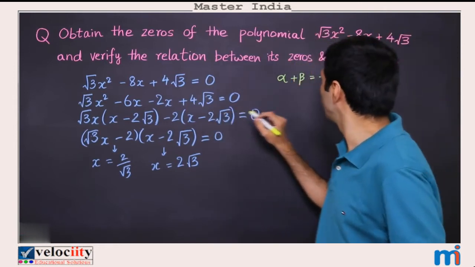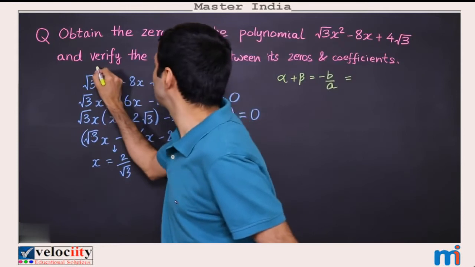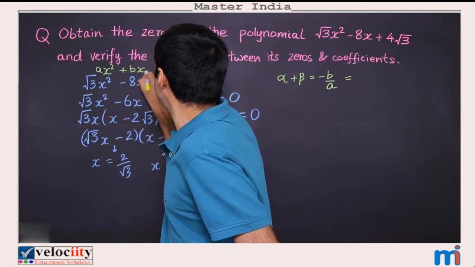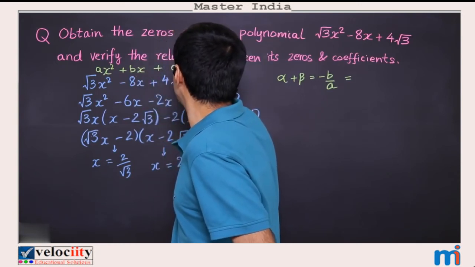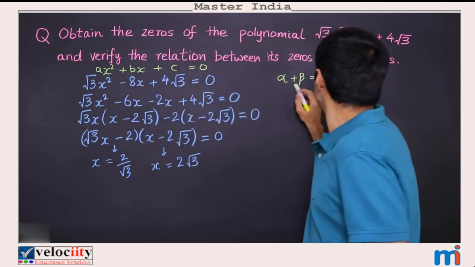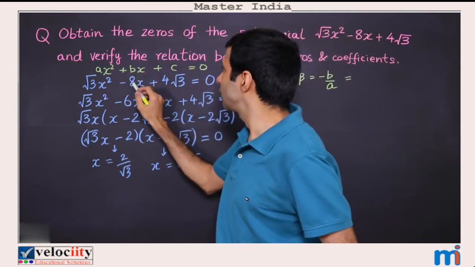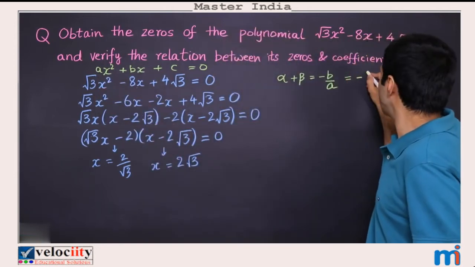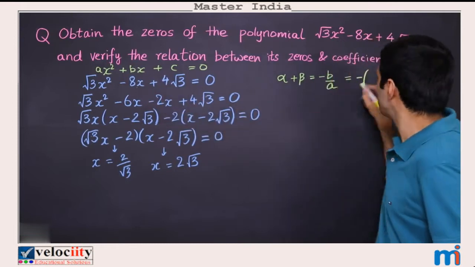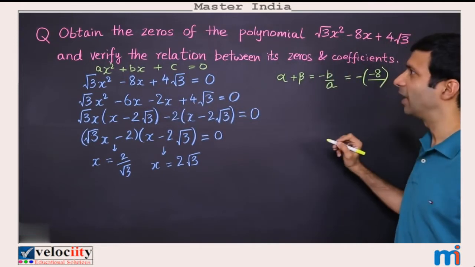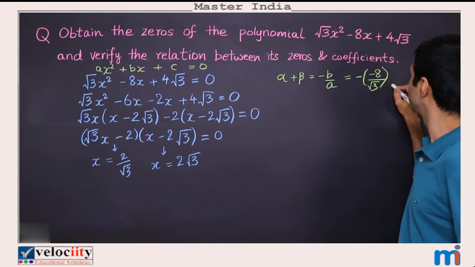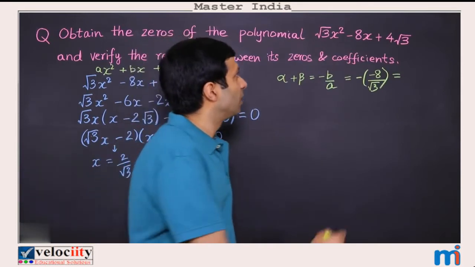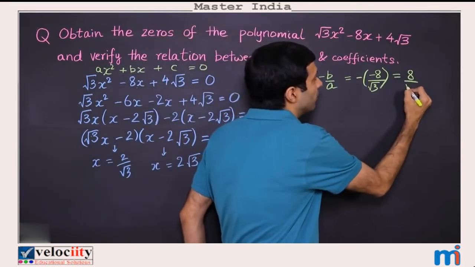And so that's going to be minus b by a. So what is the coefficient? We are going to compare this with the standard form of the quadratic polynomial, ax square plus bx plus c, right? And that we had set equal to 0. So here b is minus 8, and a is root 3. So this is going to be minus of minus 8 by root 3. So what is the sum of the zeros going to be? It's going to be 8 by root 3.